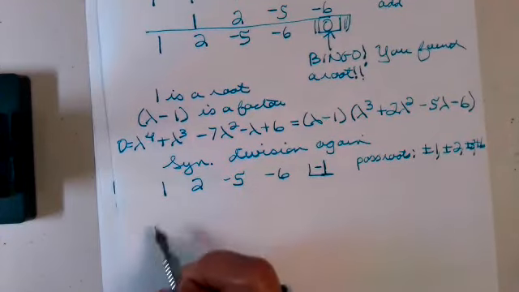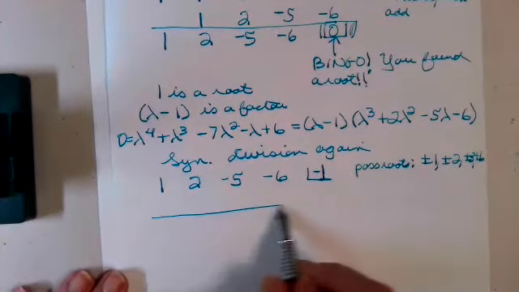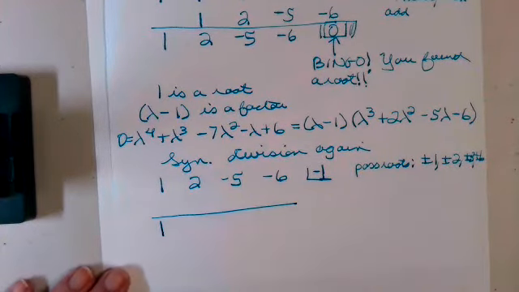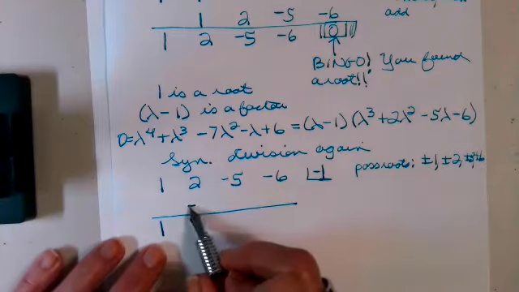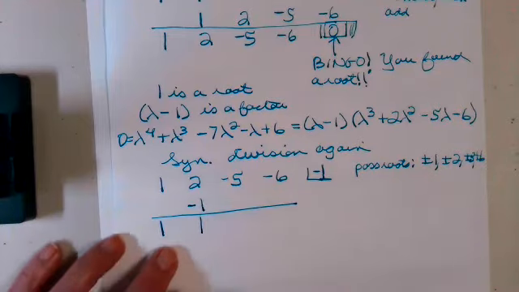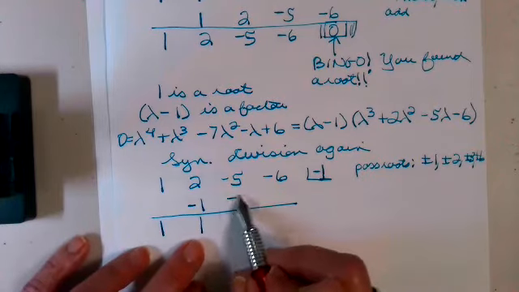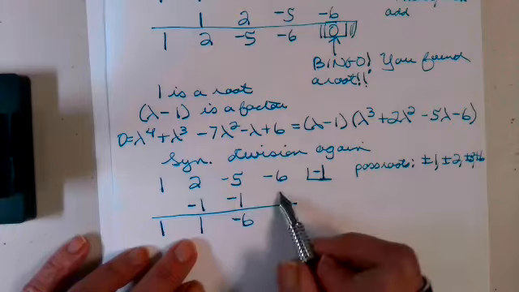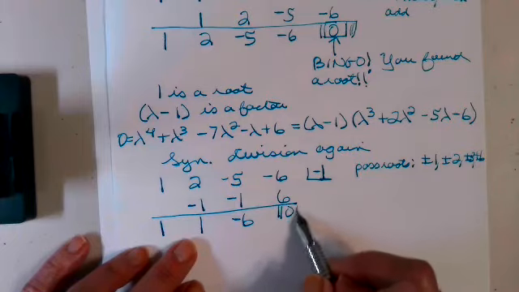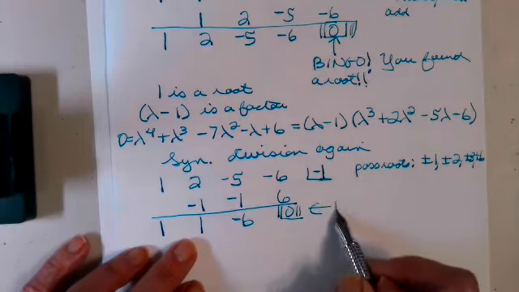Okay. So we copy the 1 down, and now we start multiplying and then adding. So 1 times minus 1 is minus 1. Now I add, I get 1. 1 times minus 1 is minus 1. I get minus 6. Minus 6 times minus 1 is plus 6. I get 0. So bingo, I picked a root again.